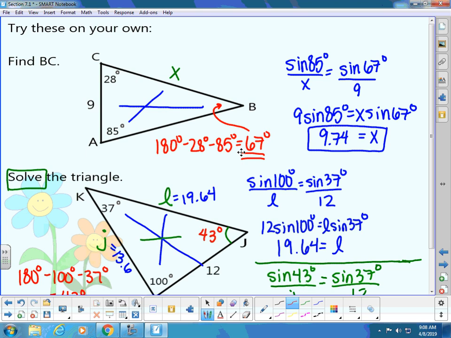So setup is sine 85 over x equals sine 67 over 9. Cross multiply, and your correct answer for that side BC, which I labeled X, is 9.74.